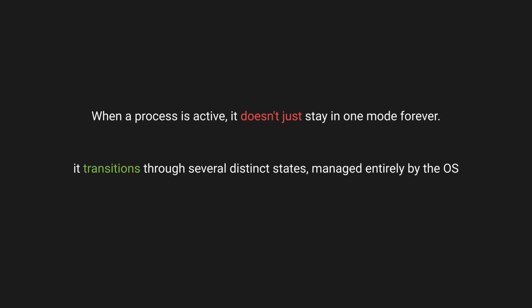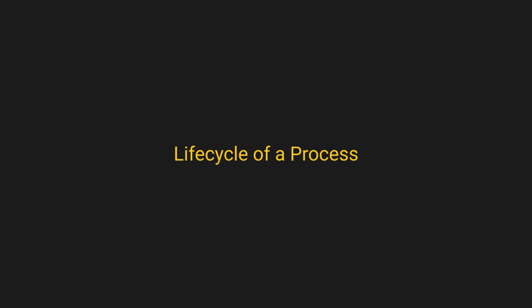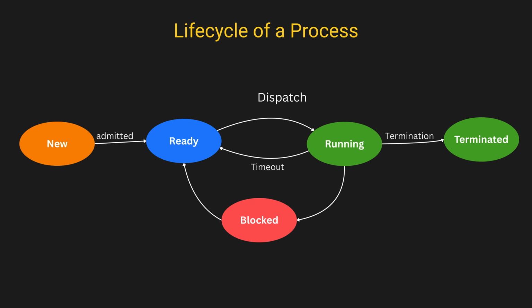When a process is active, it doesn't just stay in one mode forever, it transitions through several distinct states, managed entirely by the OS. It is called the life cycle of a process. These states help the system keep everything organized and responsive. In most operating systems, there are 5 primary states a process can be in at any time.